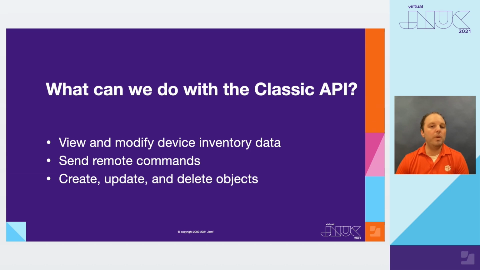Having said that, let's talk about what we can actually do with the Classic API. So a couple of examples, right? We can view and modify device inventory data. We can send remote commands. We can also create, update, and delete Jamf Pro objects. So we can do a lot of things with the Classic API.